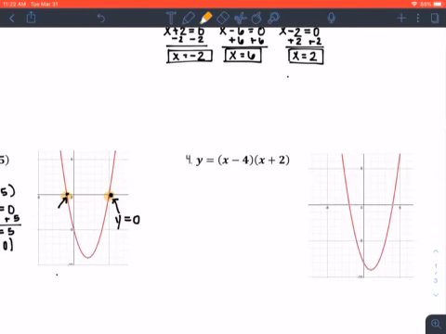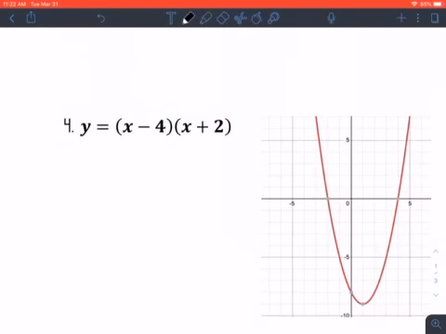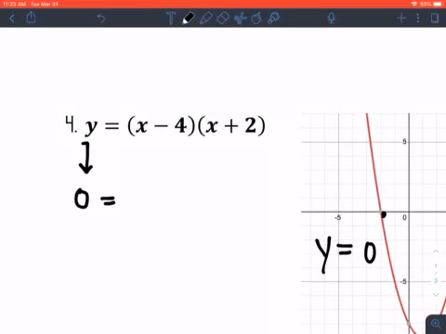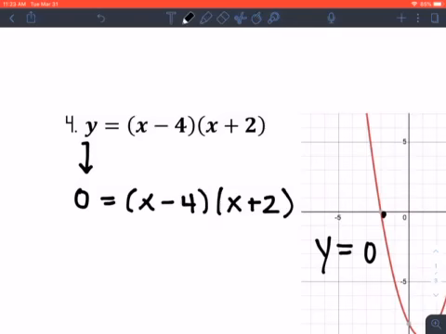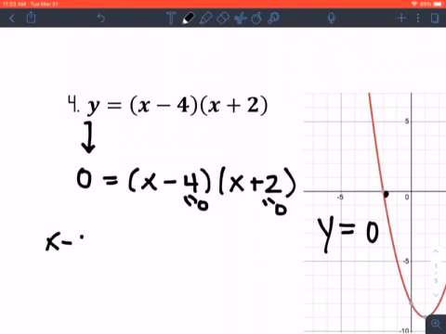So in problem number 4, here we have y is equal to x minus 4 times the quantity x plus 2. And we're asked to find these x-intercepts. Remember, an x-intercept is when the y-coordinate equals 0. So my first step is to replace this with 0, and everything else is going to stay the same. So parentheses x minus 4, close parentheses, x plus 2. I'm now going to set each factor equal to 0. So now I have x minus 4 is equal to 0, and x plus 2 is equal to 0.